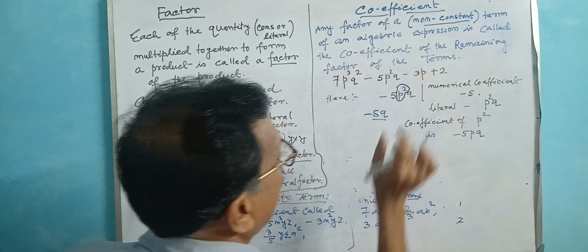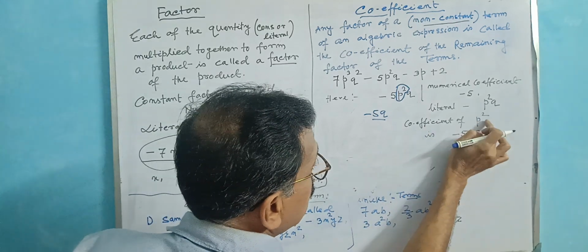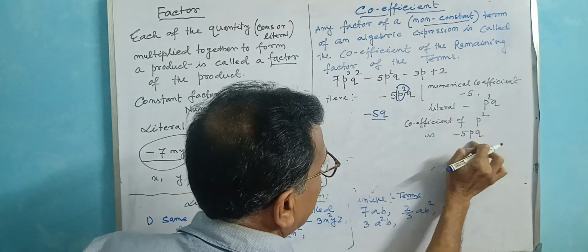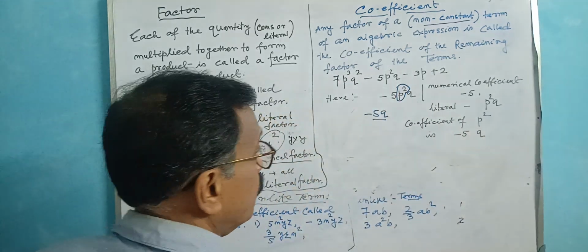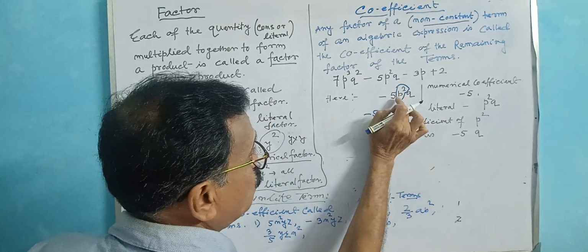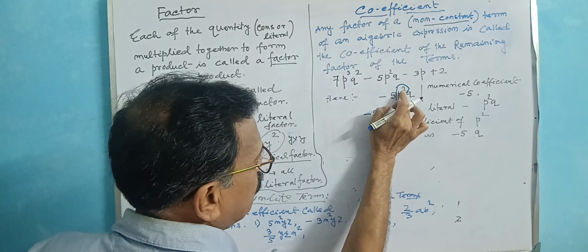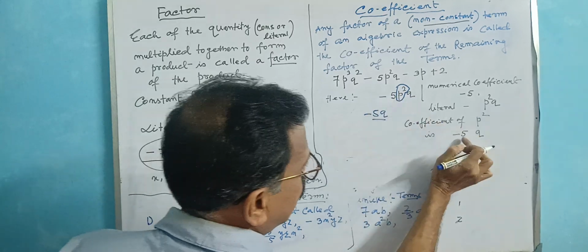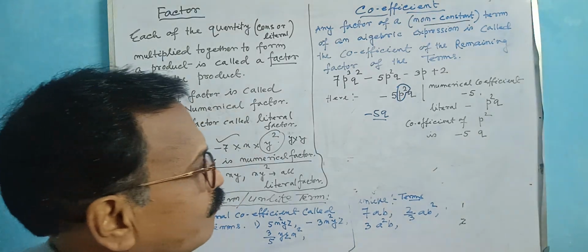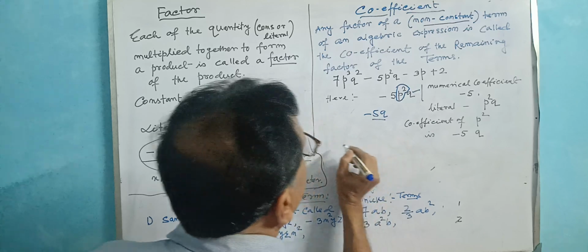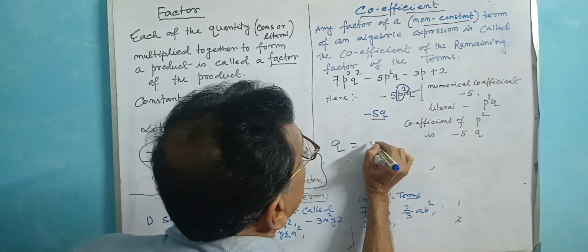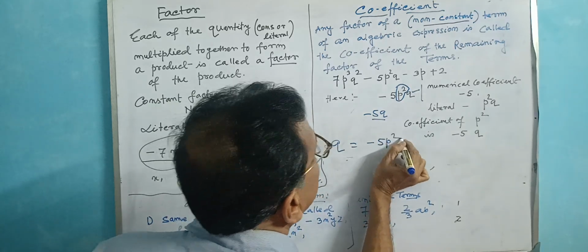Coefficient of the remaining factor. So coefficient of p square is this. For that reason, coefficient of p square, this is the p square. So what is the remaining? Minus pq. Clear? What is the coefficient of q? What is the remaining? Minus 5p square.